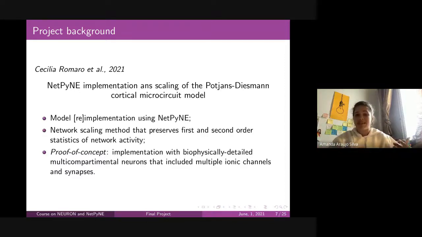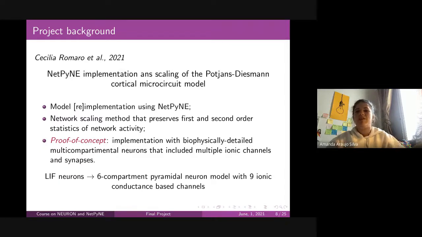And what is interesting here is the proof of concept they introduced. That was the implementation of a multi-compartment neuron in this model. So the leaky neurons were replaced by 6-compartment pyramidal neurons with a lot of conductance-based channels.